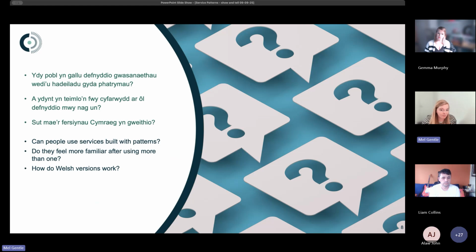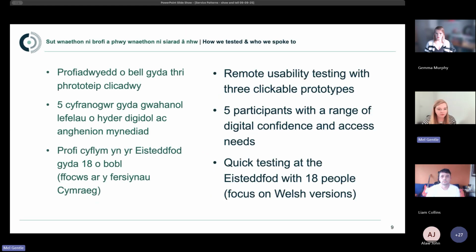First of all, can people actually complete the tasks that we want them to using services built this way? The second one, did the journeys feel more familiar after using one of them? So moving on to that second journey, is that making things easier for them? And the third one, because we're designing bilingually, how did the Welsh versions work for fluent Welsh speakers and for Welsh learners? Those three main questions guided the prototypes that we created and also the way that we tested them.